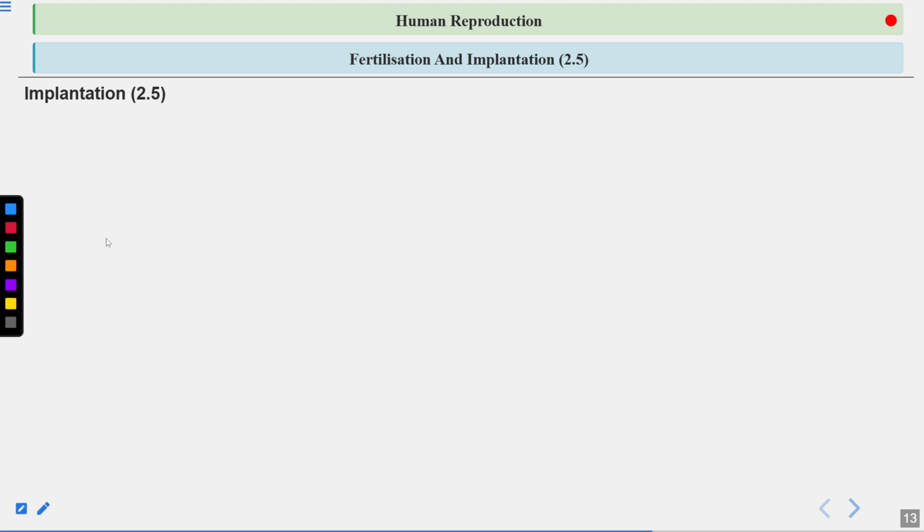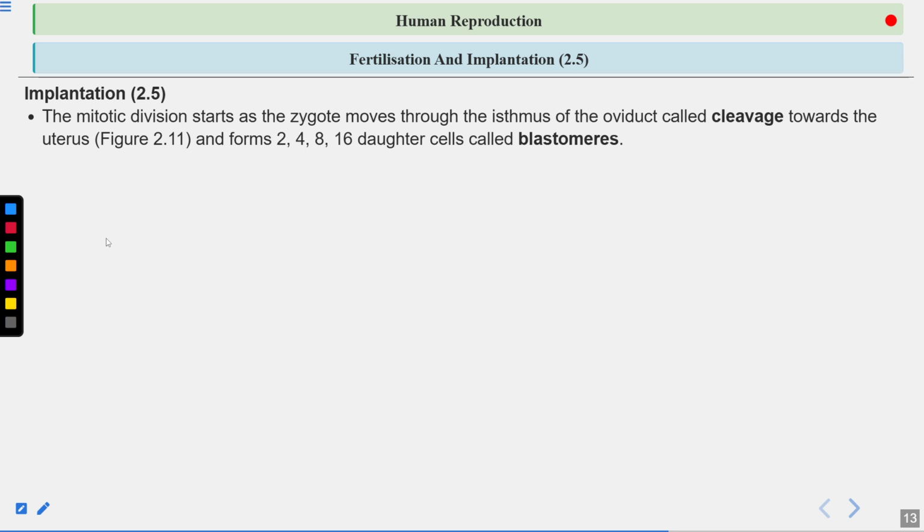Now let's begin with implantation. Let's understand what implantation is. The mitotic divisions, which are also known as equational divisions, start as the zygote moves through the isthmus of the oviduct. These divisions in the zygote are known as cleavage. The mitotic division starts as the zygote is moving through the isthmus of the oviduct towards the uterus, and it forms 2, 4, 8, 16 daughter cells known as blastomeres.